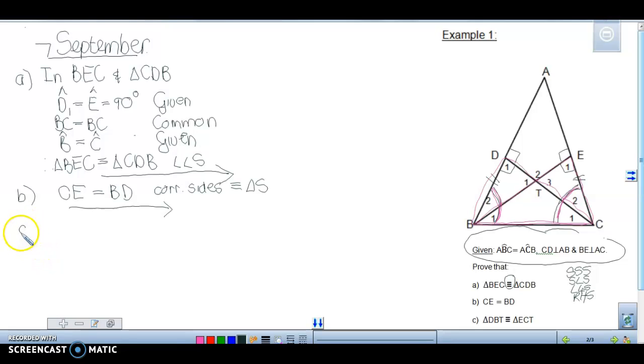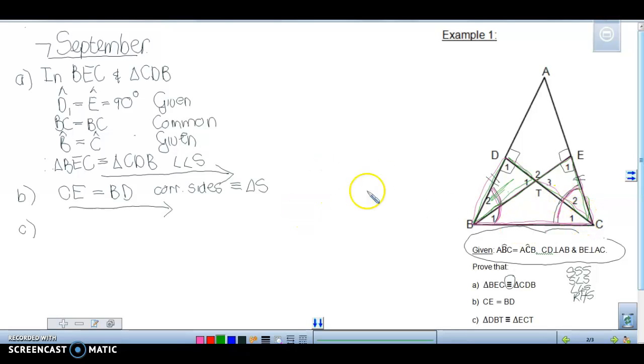C, you have to prove that triangle DBT is congruent. So let's just look at DBT. Let's use another color here. I've got D, B, T, which makes this one. Can you see it? So it's going to be this triangle congruent to ECT, which is this one.